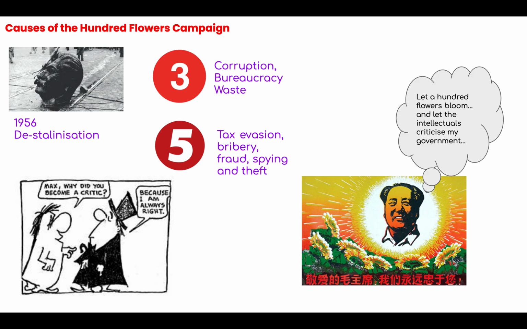Here he stated, "Let 100 flowers bloom and let the intellectuals criticise my government." So the aim of this was to let the intellectuals come forward and support the government by offering their criticism. He wanted people to feel as if Mao was listening to them. As part of his 4 aims, he had issued the fact that he wanted mass mobilisation, he wanted nationalism, he wanted to show that he was listening to the people, and he wanted continuous revolution. And he felt that the 100 Flowers campaign would help to continue the revolution, mobilise the masses, and show that he was listening to the nation.